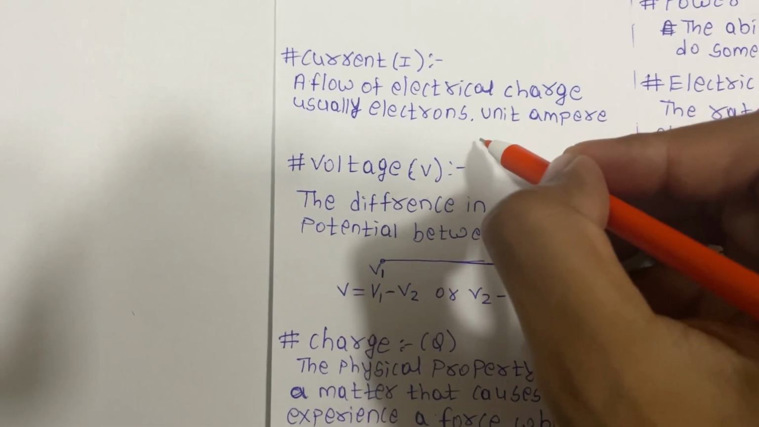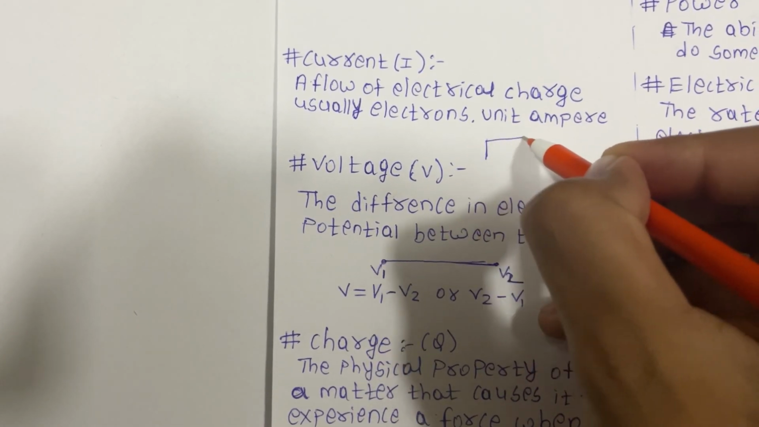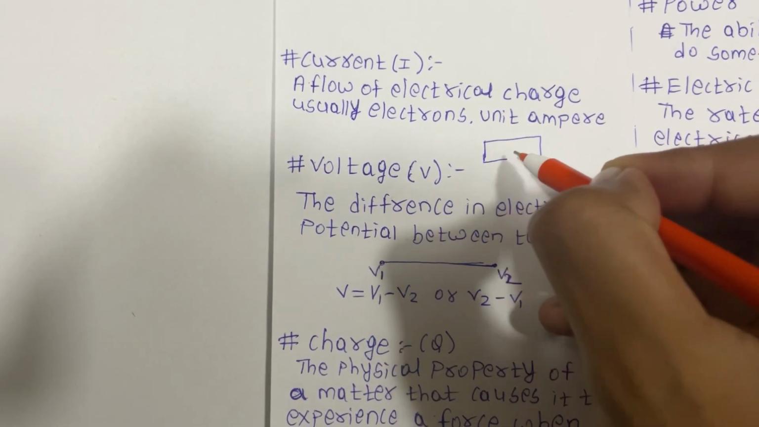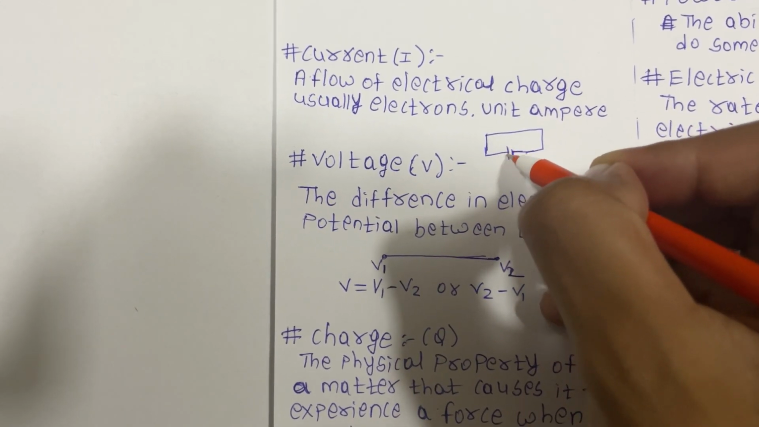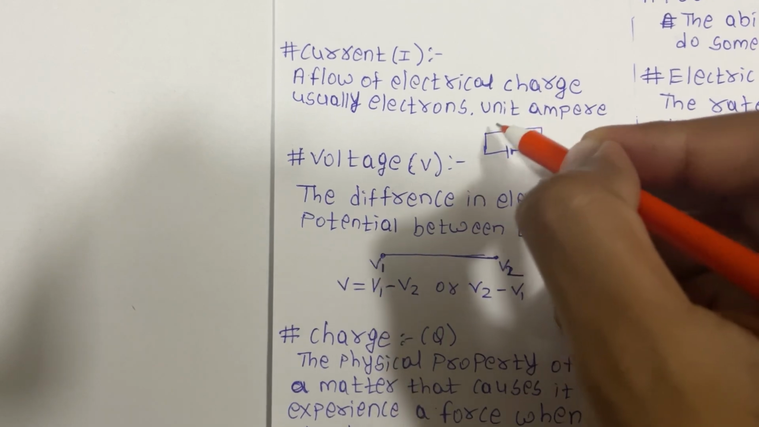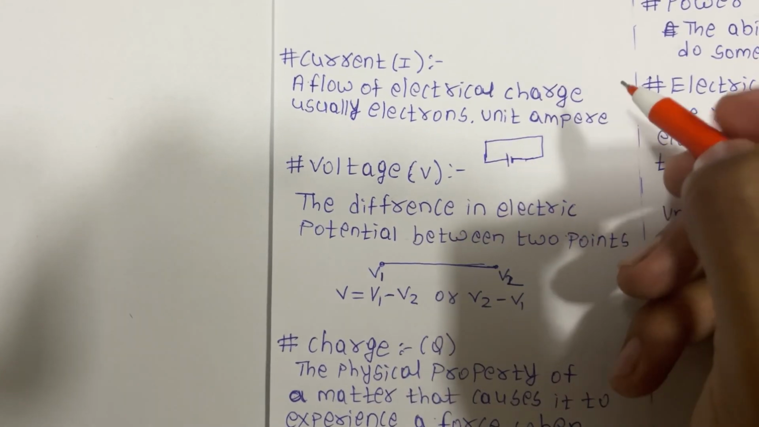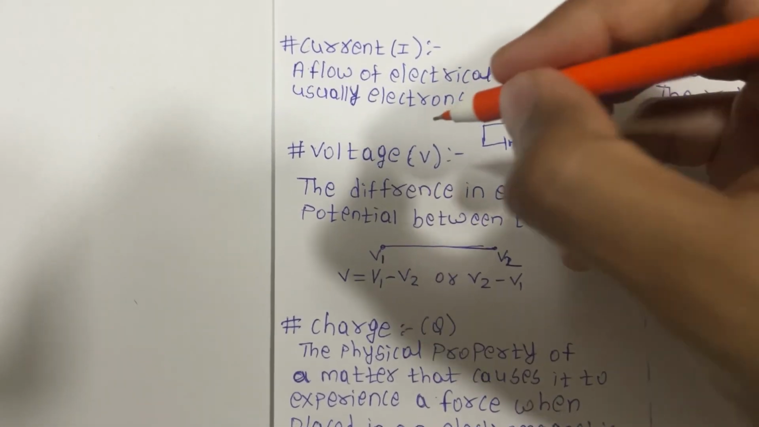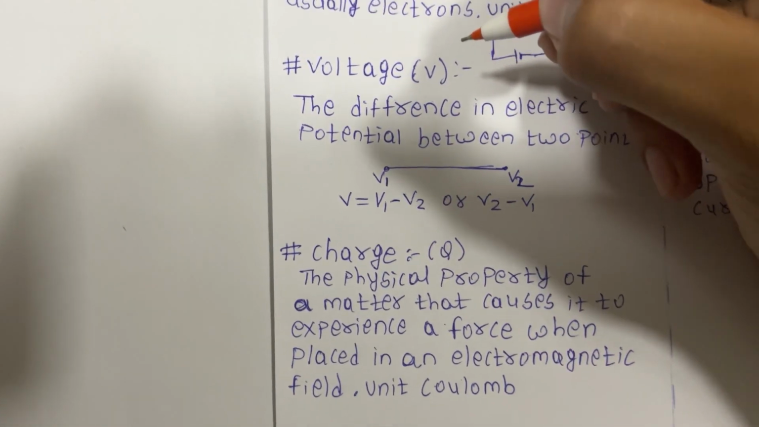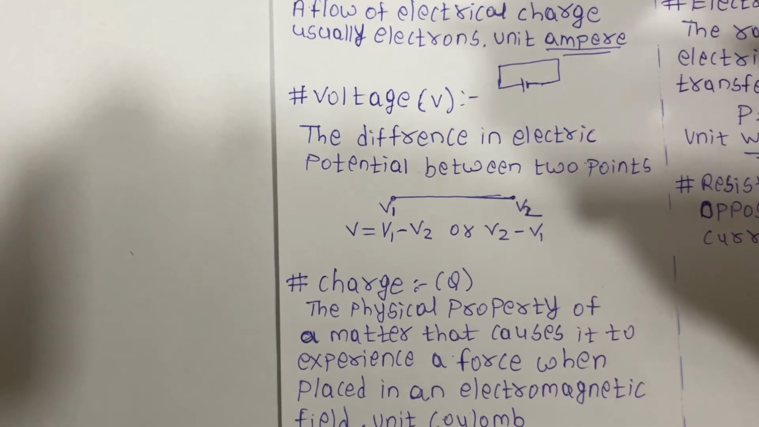For example, this is a circuit. It will have a positive terminal and a negative terminal. The flow of electrons in this circuit is called current. The unit of current is ampere. Then the next concept is voltage.